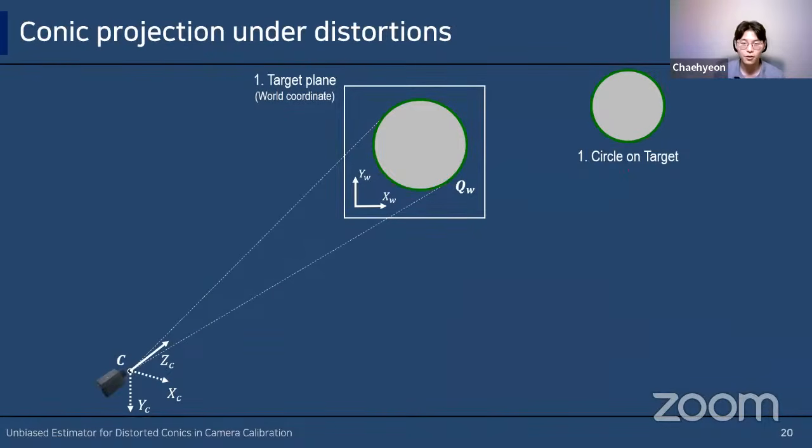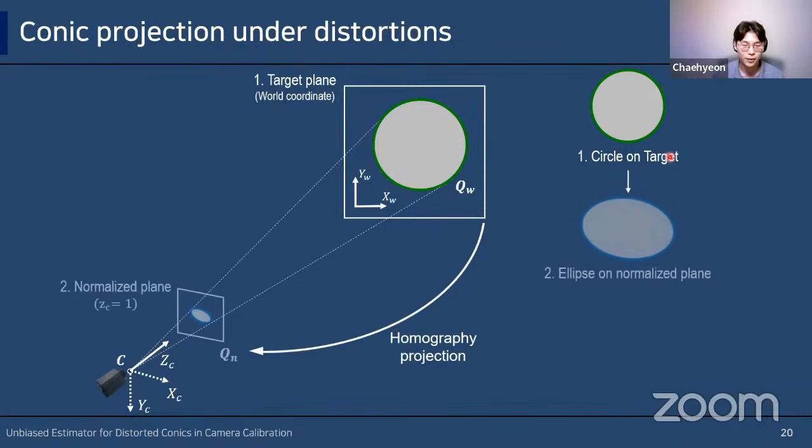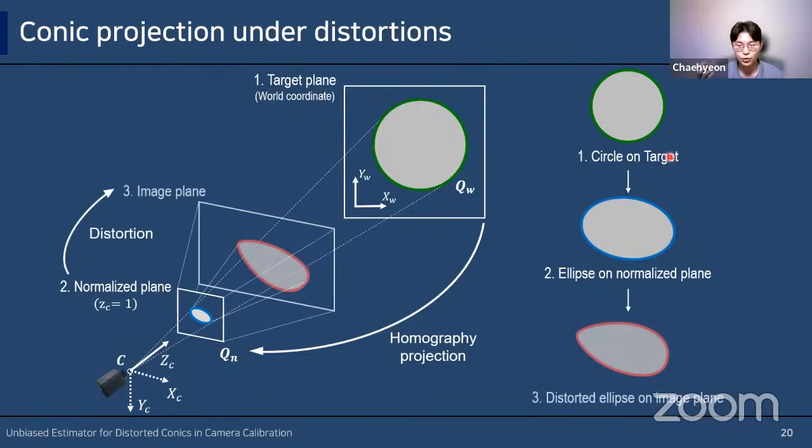To be specific, a circle on the target is projected to the image following these two steps. First, the circle is projected onto the normalized plane as an ellipse. In this process, there is no distortion. Then this ellipse is distorted by a nonlinear polynomial function and projected onto the image. The cone-shaped frustum, including the camera and circle, is called a conic. This is why I use the term conic in our paper.